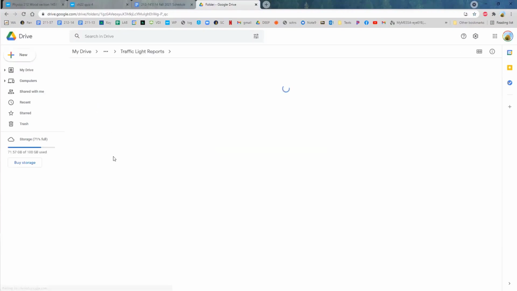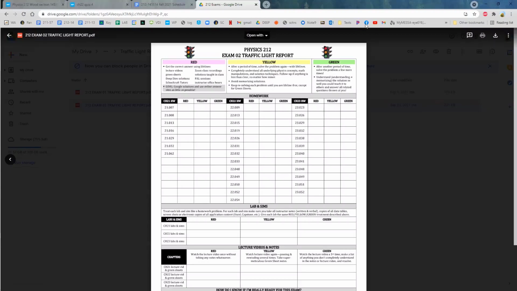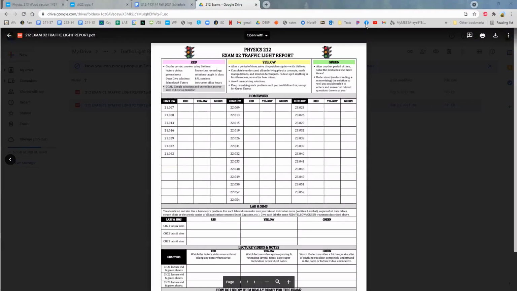This is the traffic light report for exam 2. And this is the epicenter of what you guys need to do differently. You actually need to commit to the traffic light report. There's zero odds, your odds are 0% of not doing well on exam 2 if you take this seriously. More details later, but again, it's basically free points. If you turn this in, you're going to get free credit.